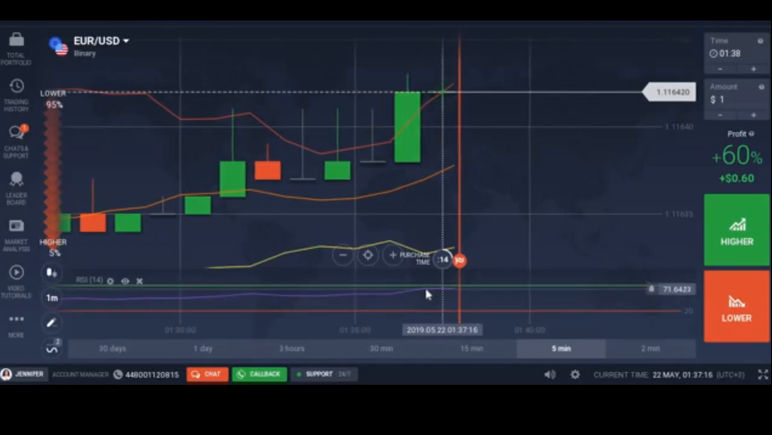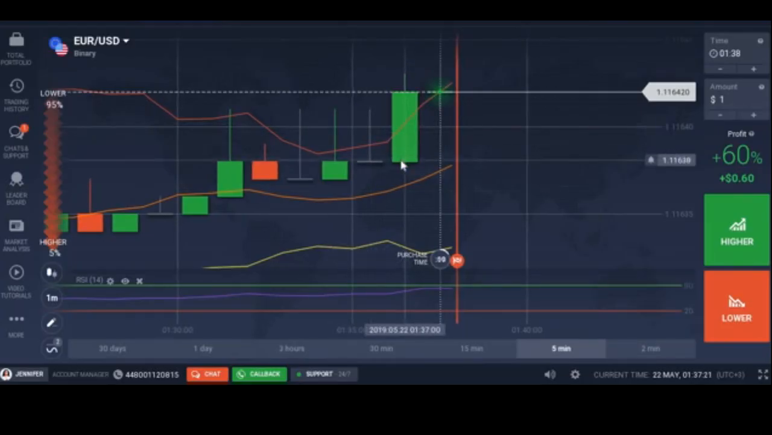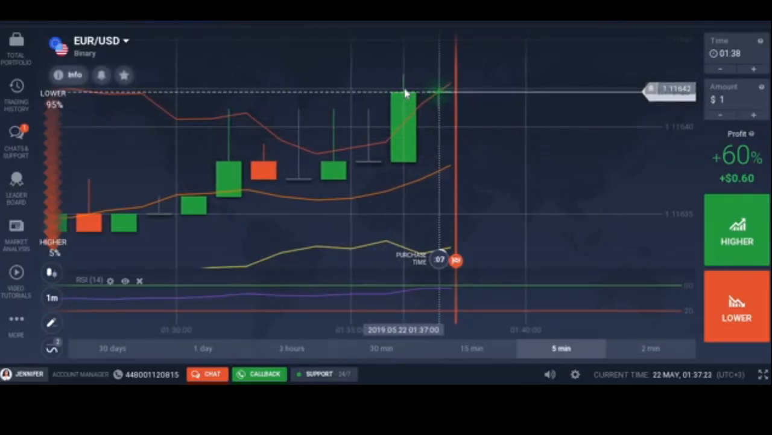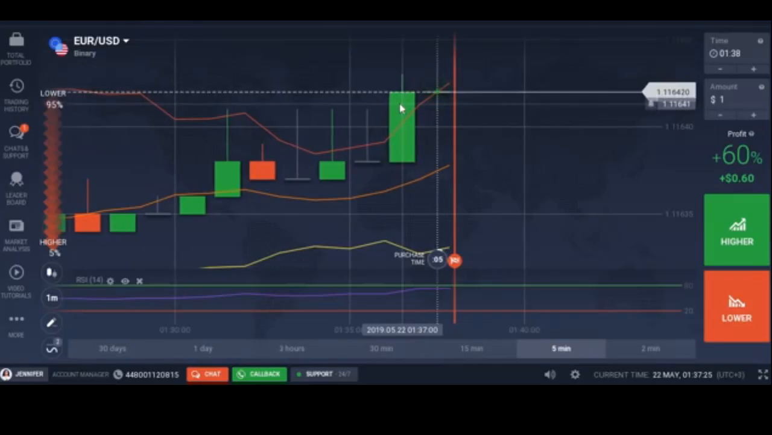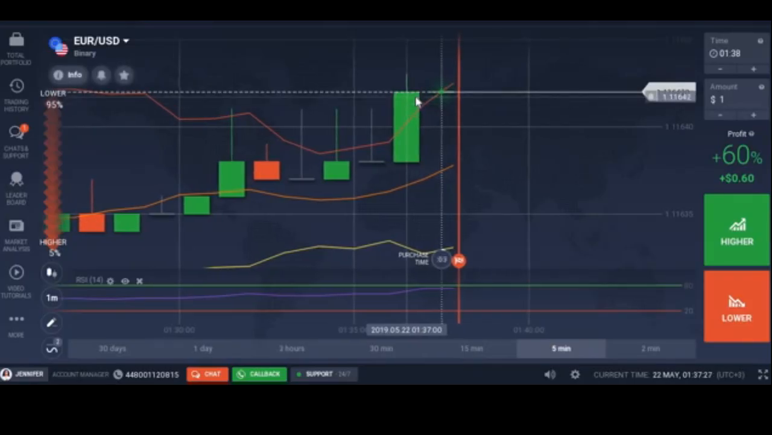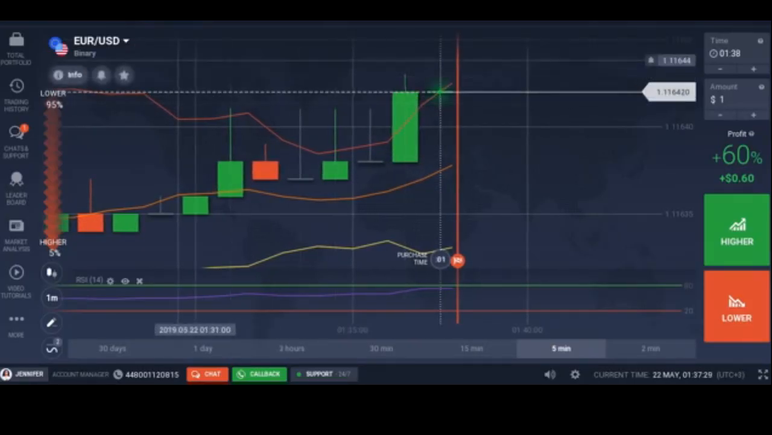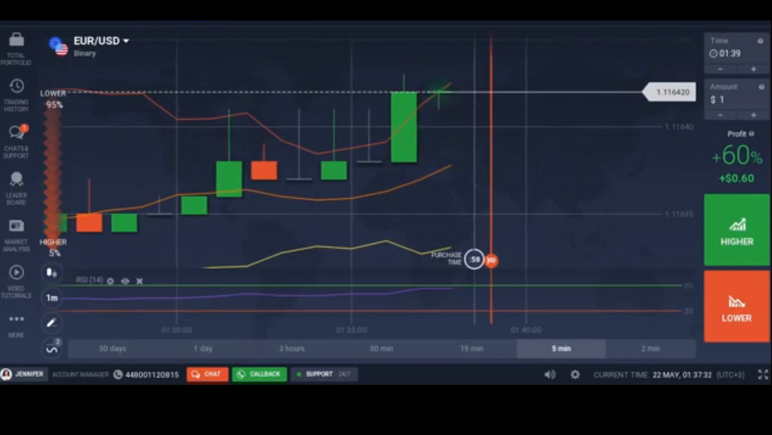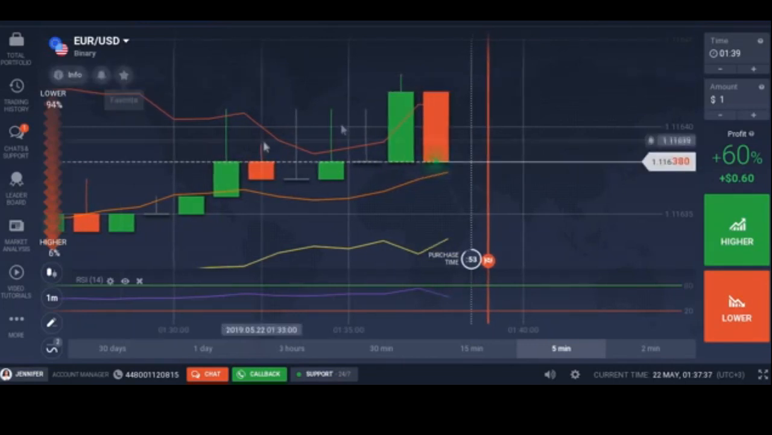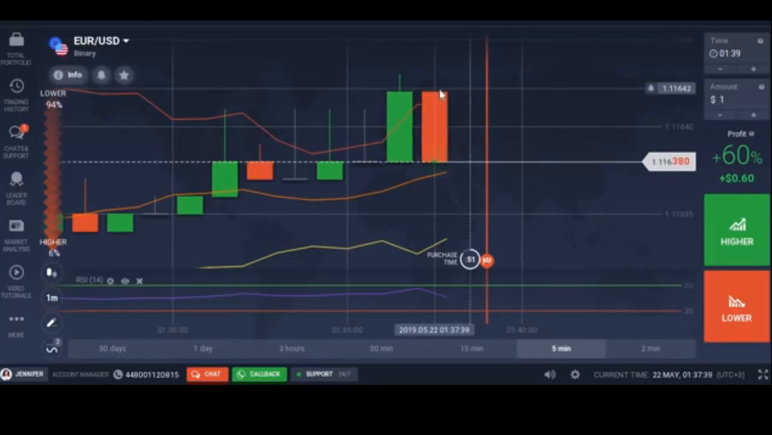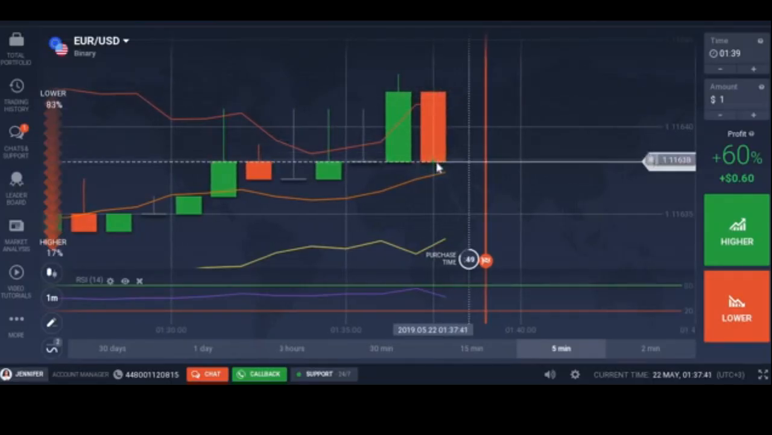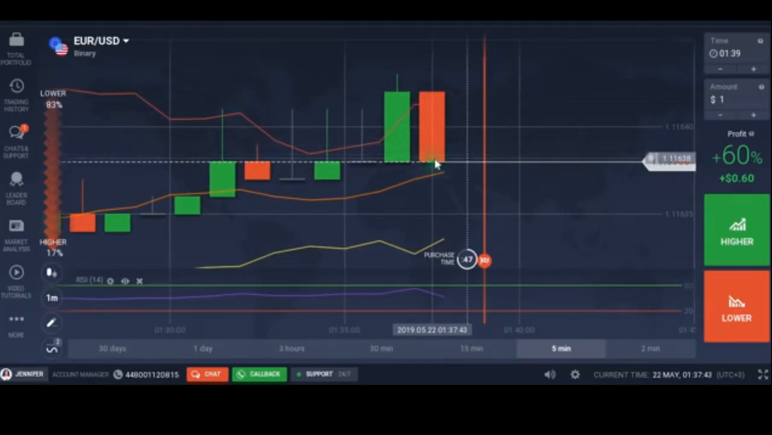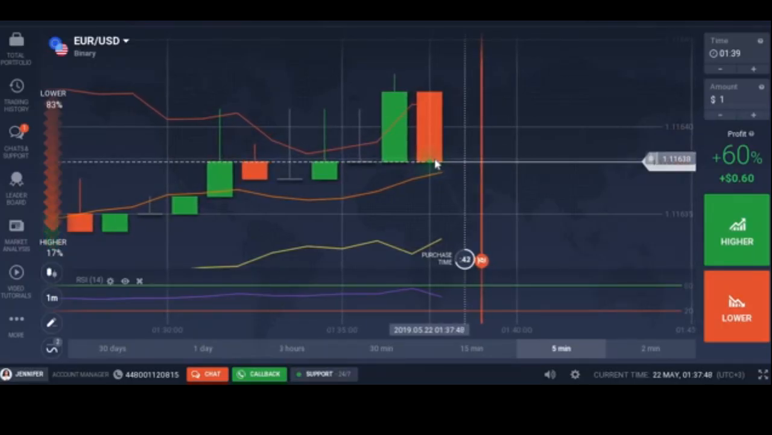Now this green candle is at the overbought line. You can see this RSI is not touching, but almost touching the overbought line. And there is one green candle, and that green candle is extra large, and it closes above the upper band of the Bollinger Band. So at that point we set our trade to lower, and the next candle goes down and it reverses. That's why it's called the reverse candle strategy.